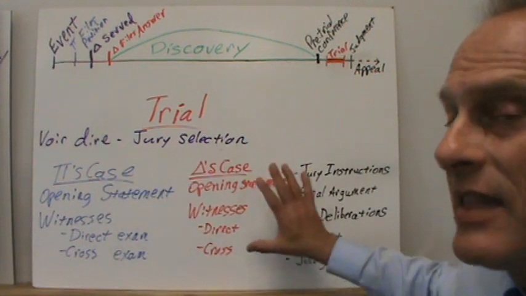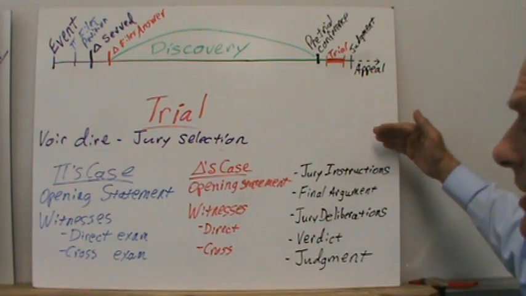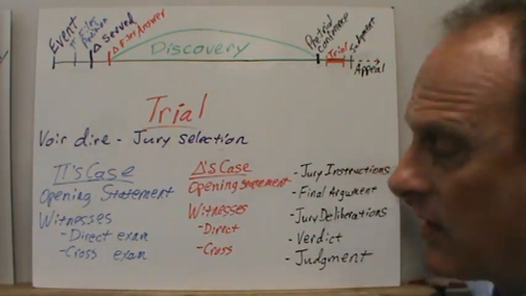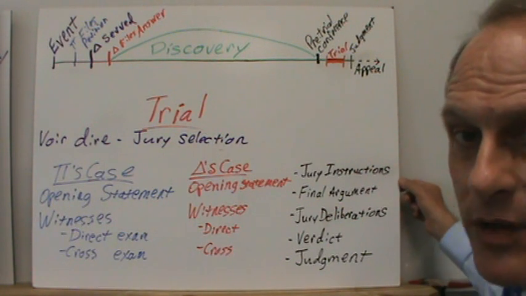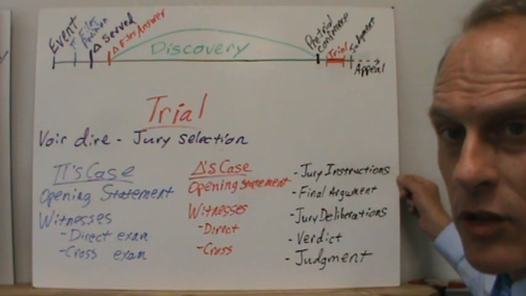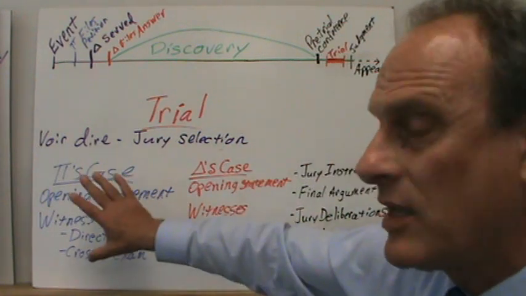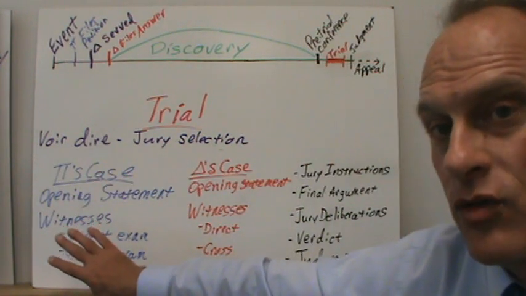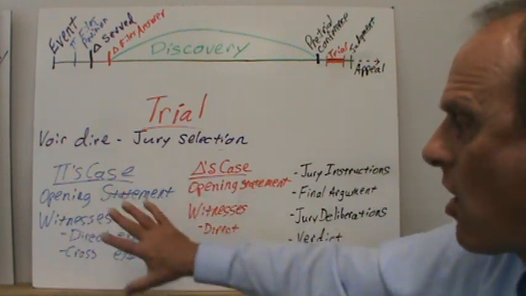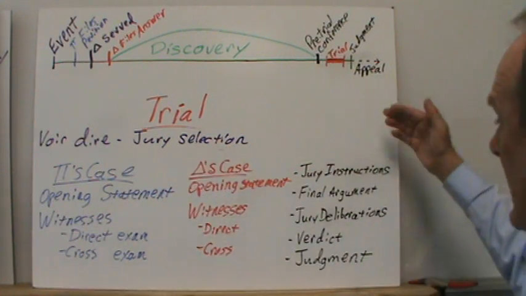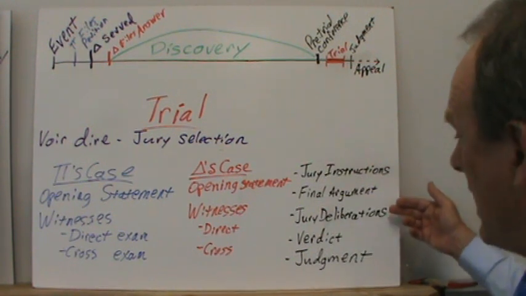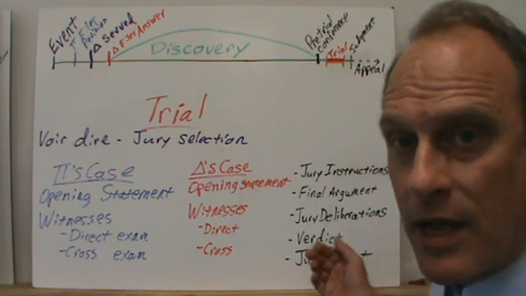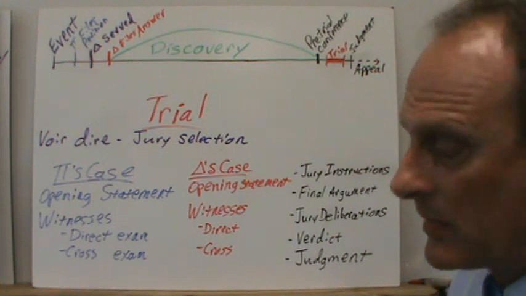And then once all that evidence is in, it goes to the jury. The judge has to give the jury instructions, and then at some point there'll be a final argument by the lawyers on what they had presented to the jury earlier, trying to help the jury make some sense of all of this evidence. And then the jury goes back and deliberates. And after they deliberate, hopefully they come back with a verdict, a decision.